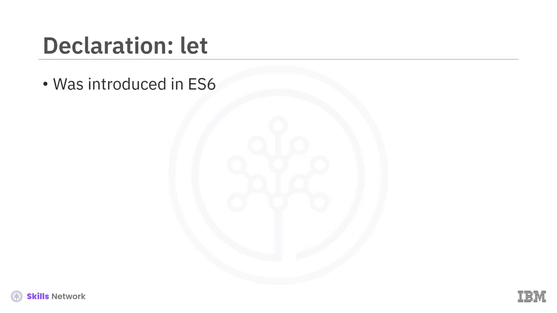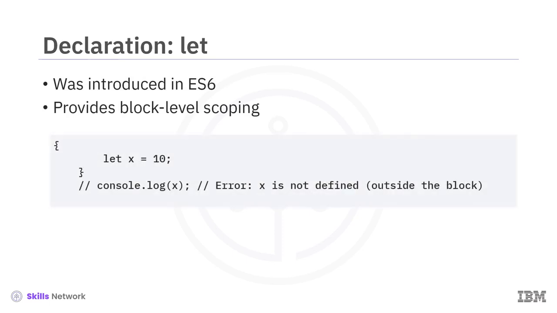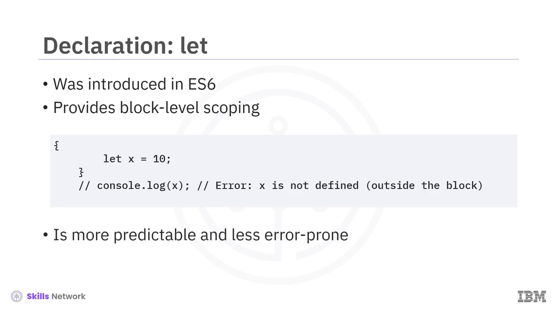Let was introduced in ECMAScript 6, ES6, and provides block-level scoping. This means that a variable declared with let is only available within the block, enclosed by curly braces, in which it is defined. This scope is more predictable and less error-prone.